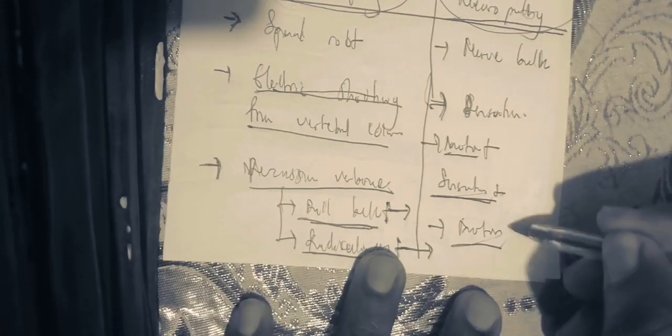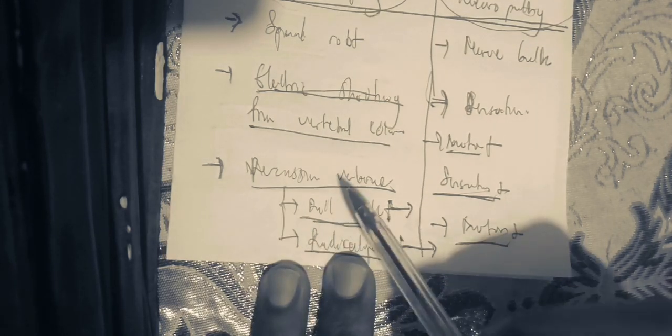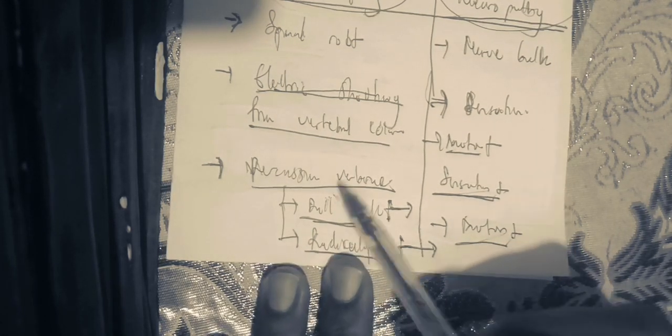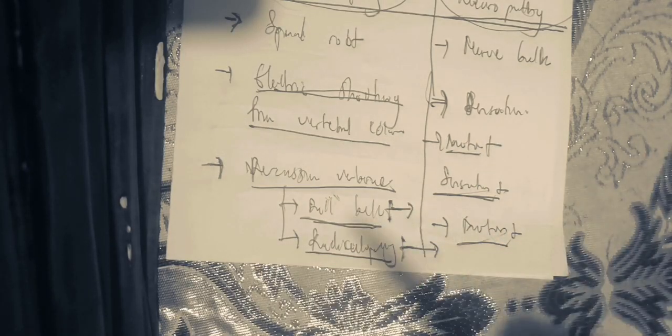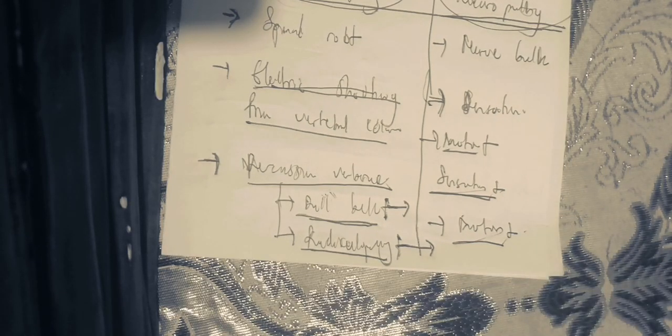Is it clear? For motor, you have to assess the different motor regions. You assess the different muscles with respect to their nerve bulk. Here, if you want to assess the different muscles, you assess them with respect to their myotomes. Is it clear? Here you assess the muscle with respect to their muscle bulk, that is from where they are supplied, and here you assess the muscle from their myotomes.